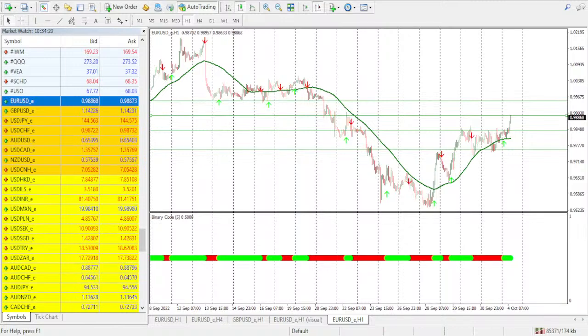Does that make sense? So we're going to move forward to the next chart, which is GBP USD.